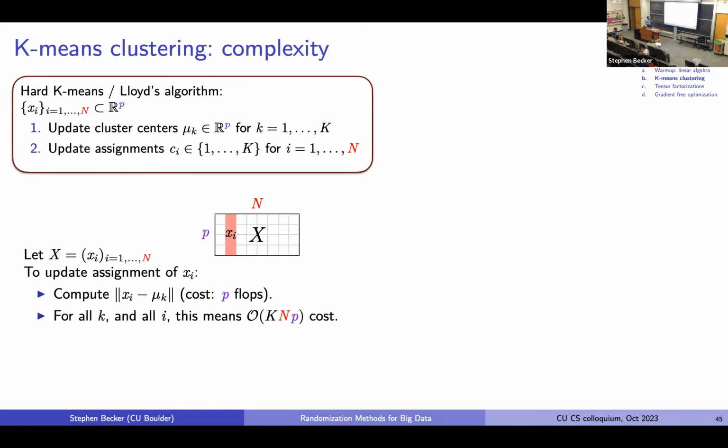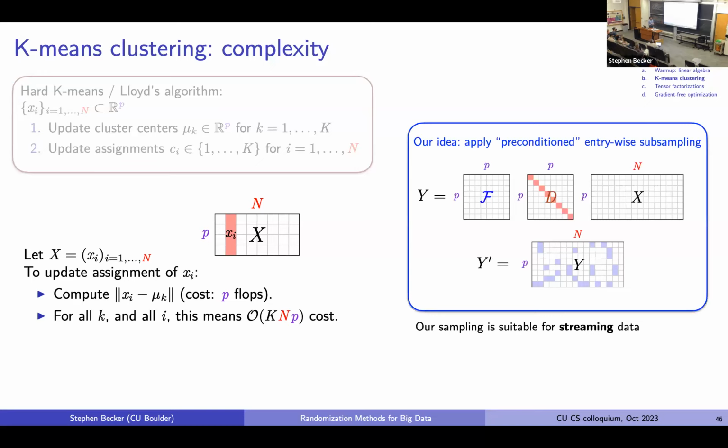So what are the costs involved in k-means? Well, I need to update the cluster centers by averaging the points assigned to them, and then I need to update my assignments. To find my assignments for each data point x_i, I check how far away it is from each cluster center mu_k. The cost of a single one of these is order p, because these are all p-dimensional vectors. I do this for all k clusters and for i equals 1 to n data points. So overall, that's my complexity.